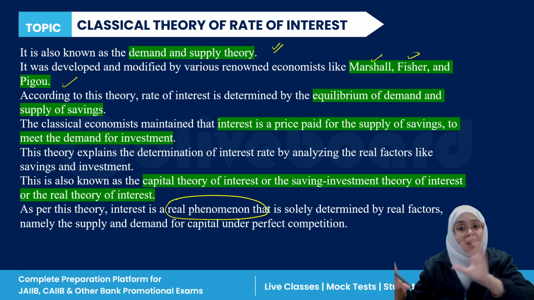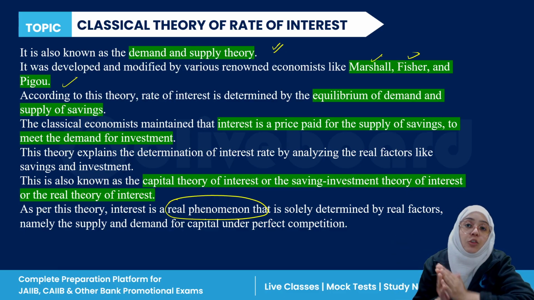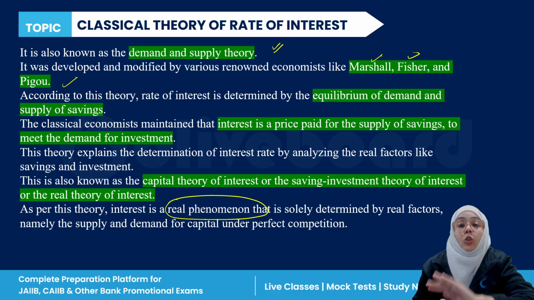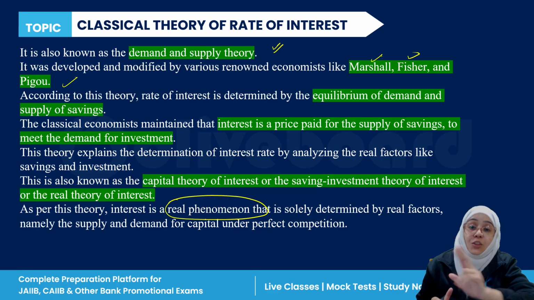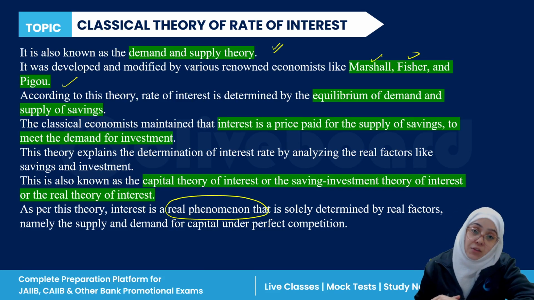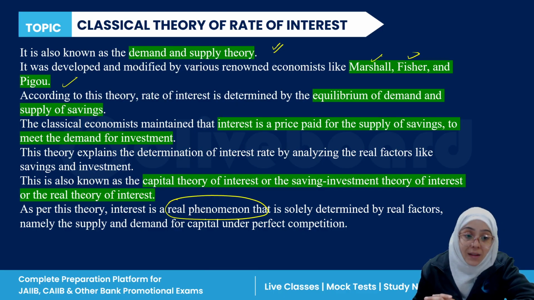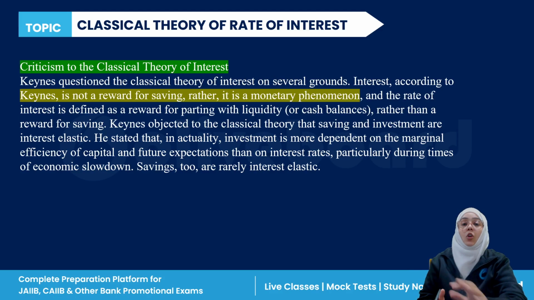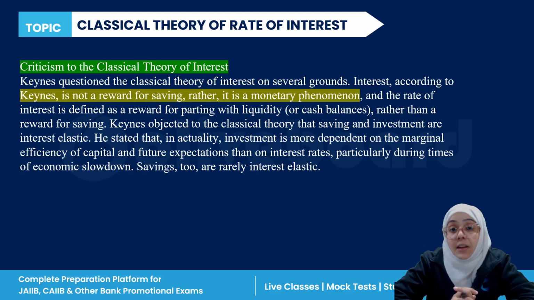When this demand for saving and supply of saving meet, the rate of interest is determined. So you can say interest is a price that is paid for the supply of saving for meeting the demand for saving. The classical theory of interest is also known as the demand and supply theory, the capital theory of interest, the saving-investment theory of interest, and the real theory of interest. According to these economists, it is considered a real phenomenon. Clear?